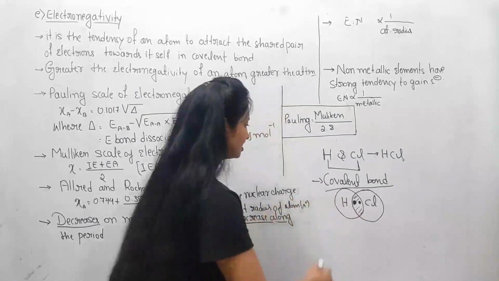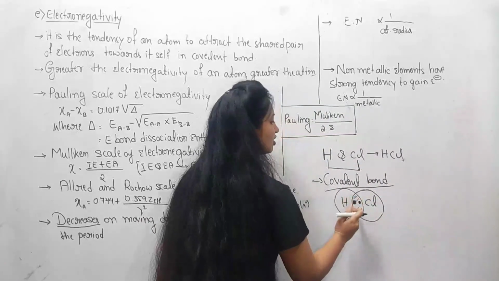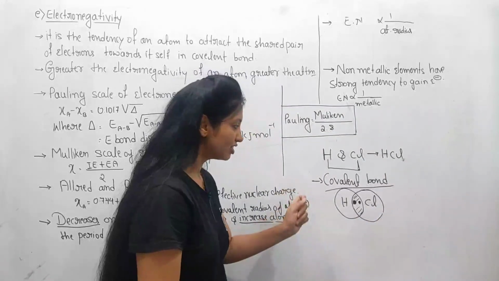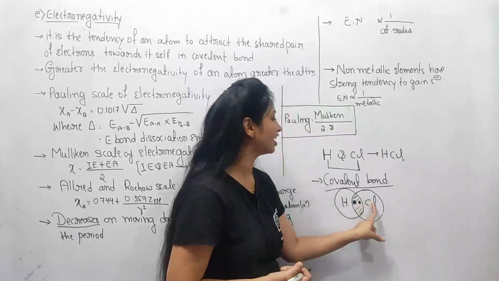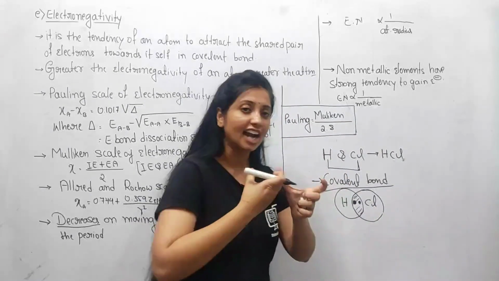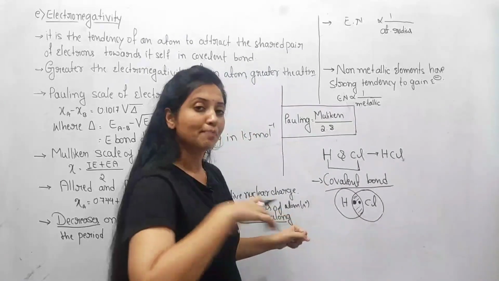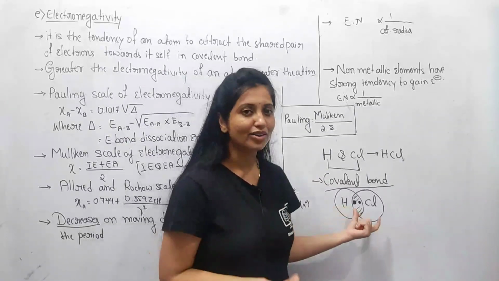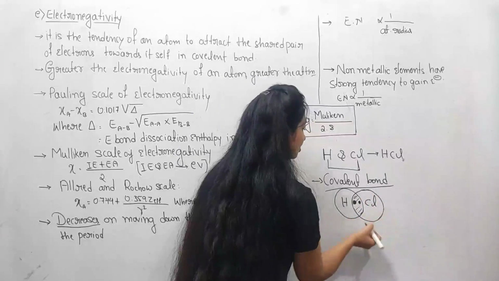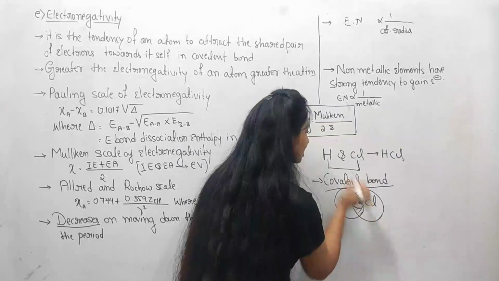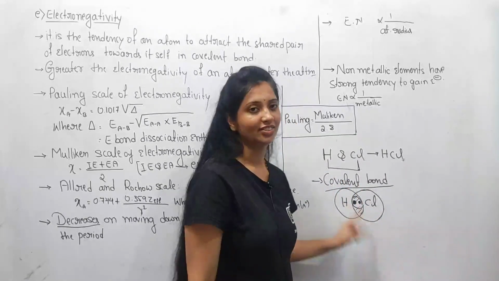Here what happens, guys? The chlorine attracts these shared pair of electrons towards itself, because the chlorine has a tendency to attract the shared pair of electrons towards itself. So this attraction is called electronegativity, or the capacity, the ability, or the tendency of an element to attract these shared pair of electrons towards itself is called electronegativity.